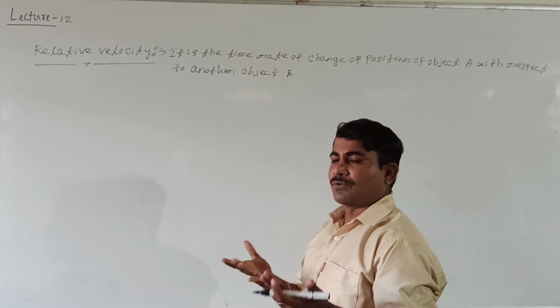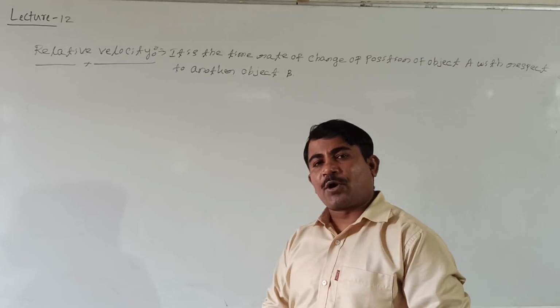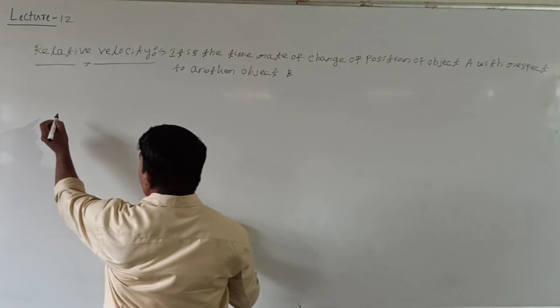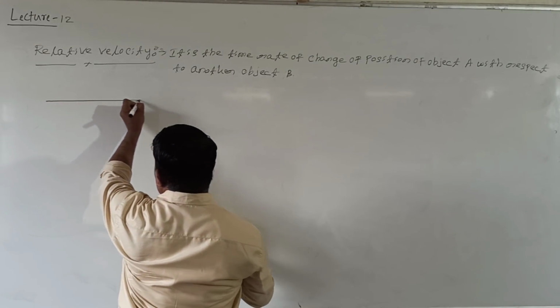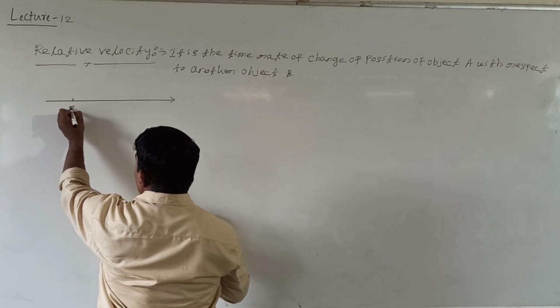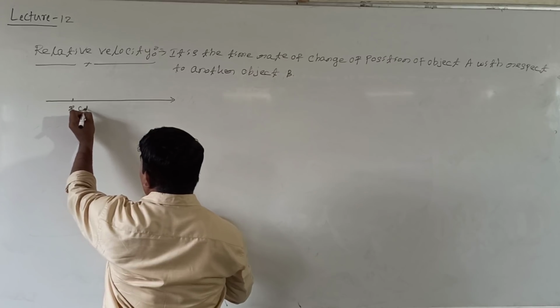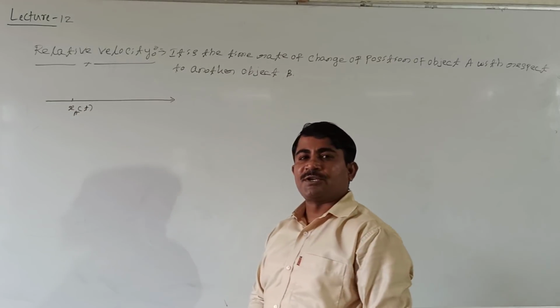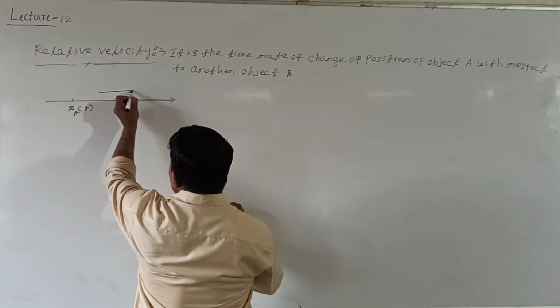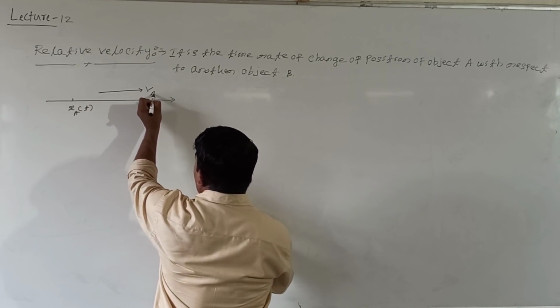How to take this? Now consider two bodies moving in the same direction. See here. This is one object, moving in one direction. Consider this is the position of object A in time interval t. And this body is moving with velocity Va.